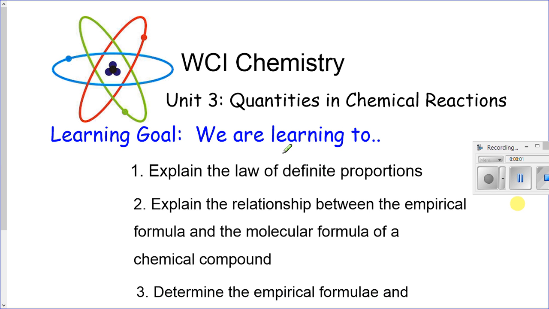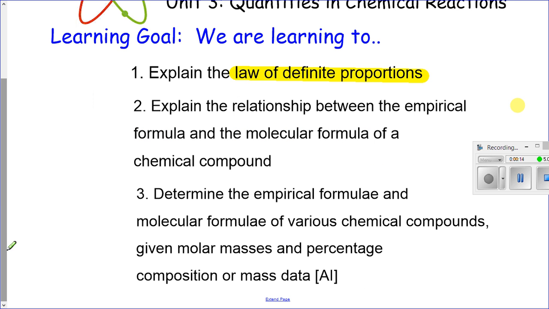Hello, grade 11 chemistry students. What we're learning about today is quantities and chemical reactions, specifically the law of definite proportions. We're going to learn something about percentage composition in terms of mass data and molar mass. So we will explain this as we go.